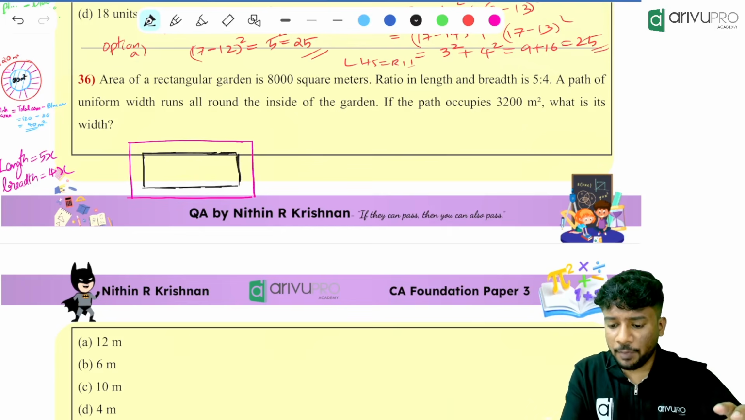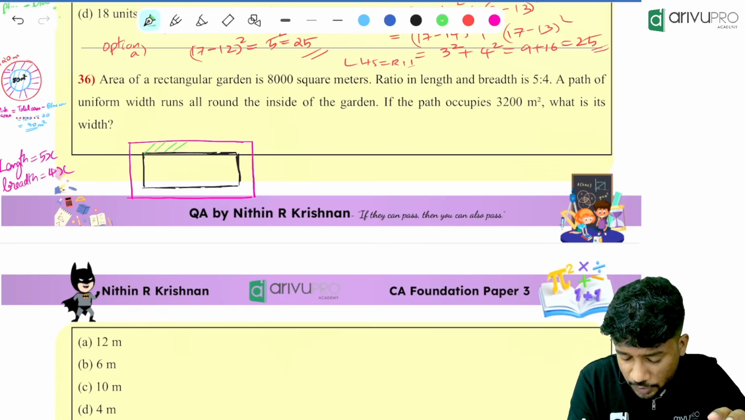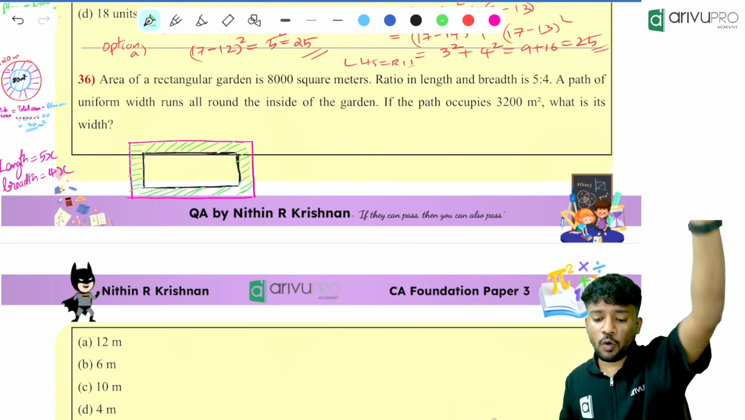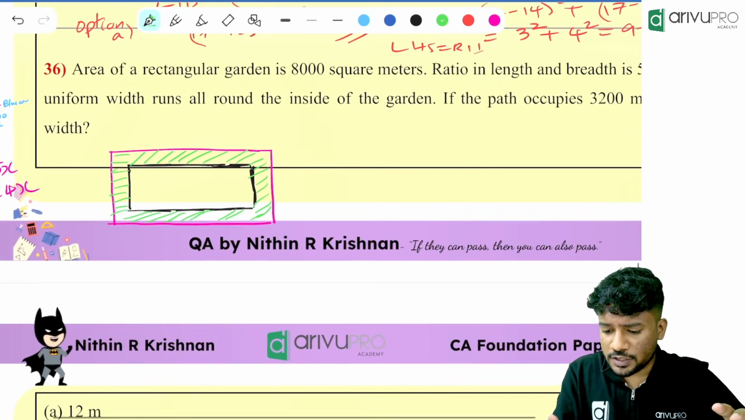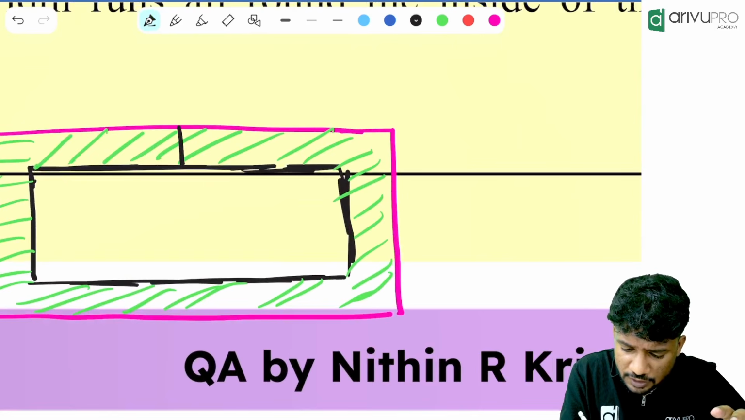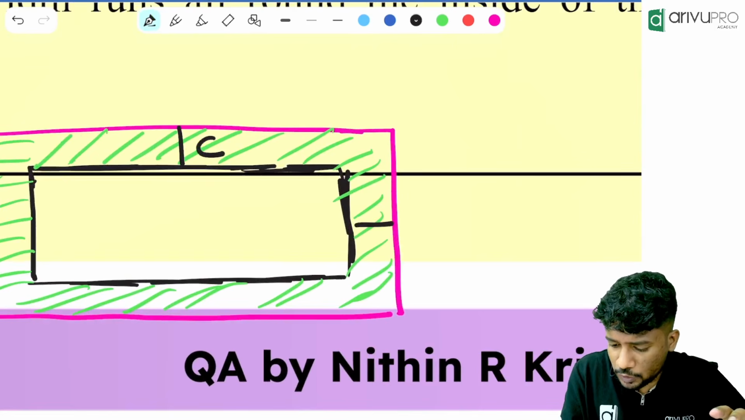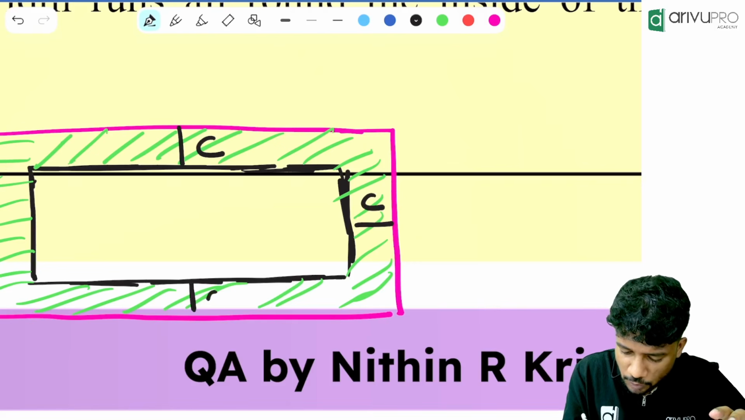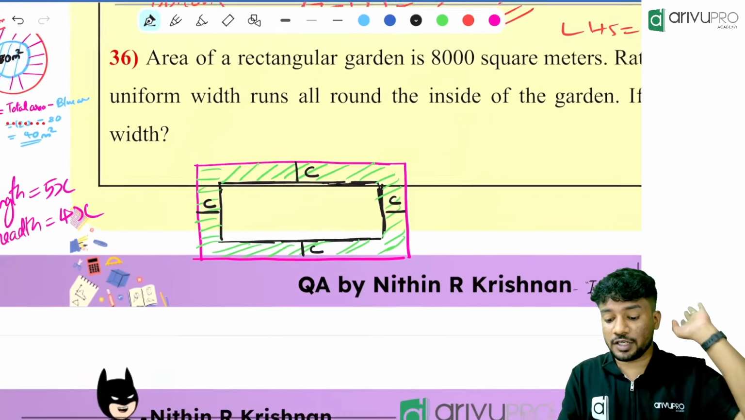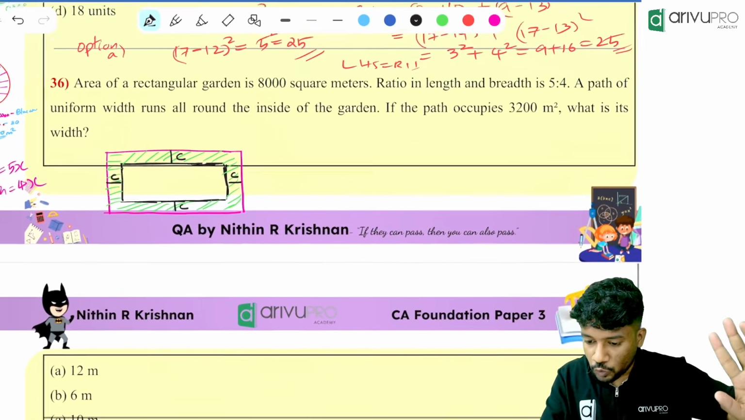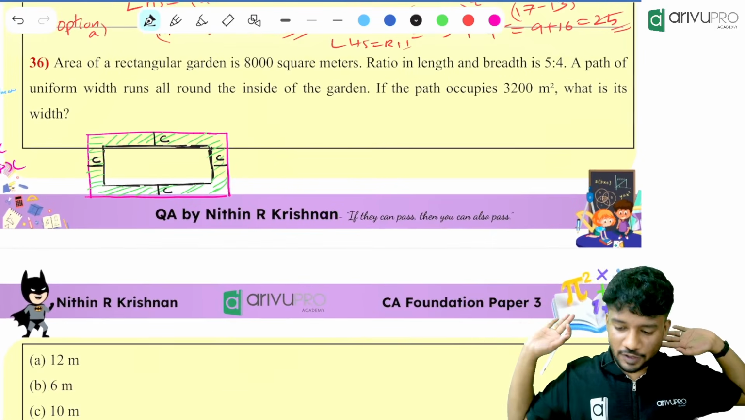Okay. So there is a path. The path is green in color. Whichever I am drawing in green is the path of uniform width. What do you mean by uniform width? Throughout the entire thing, the width of that path will be constant. For example, I am writing, let the width be equal to C. Here also let it be C. Here also C. Here also C. The width of that particular path is C. That is given throughout the question.